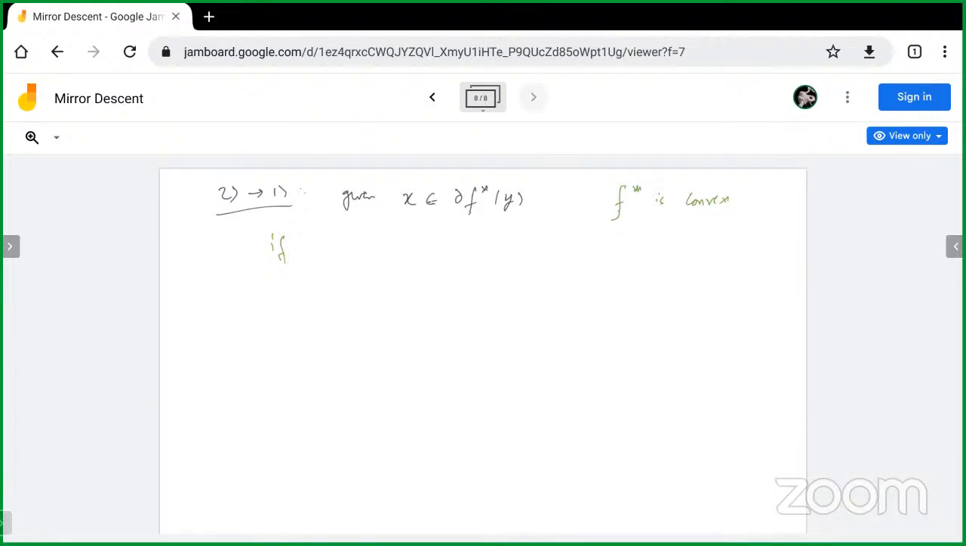So let's call G as f star, just to make it more obvious. So let's just write G as f star. Then G is convex. Okay. So now if x is a gradient of G at y, now I can plug in the previous thing.